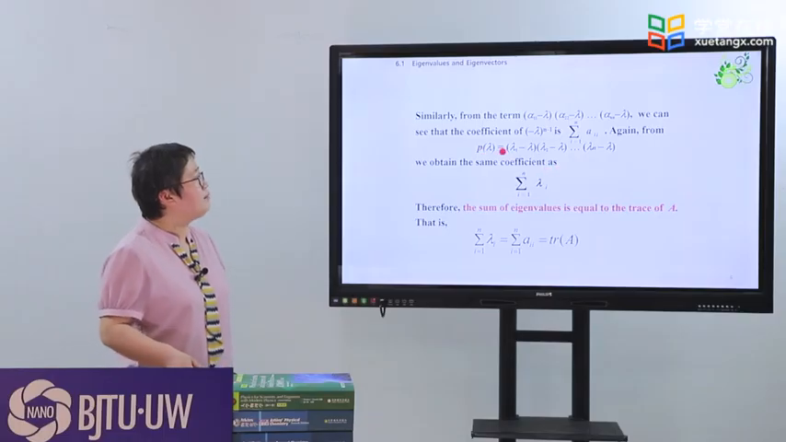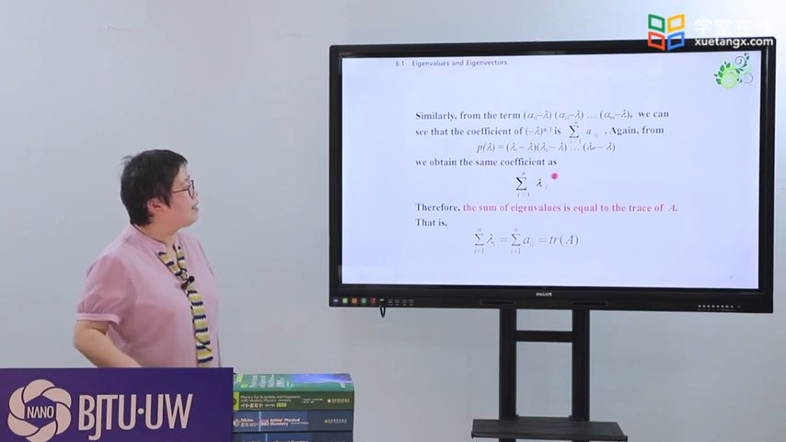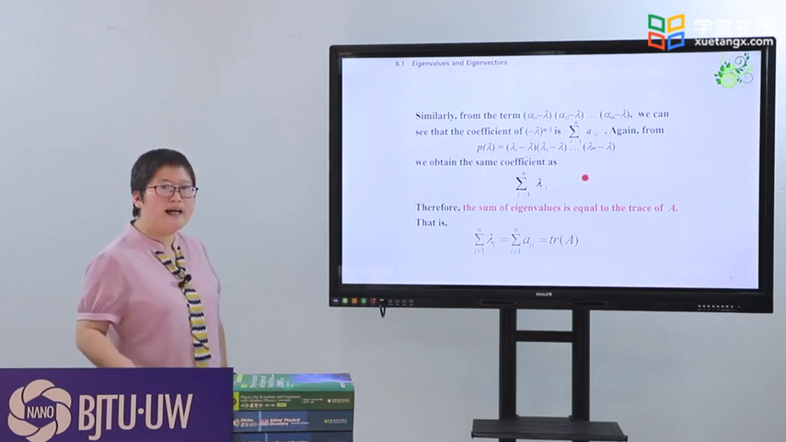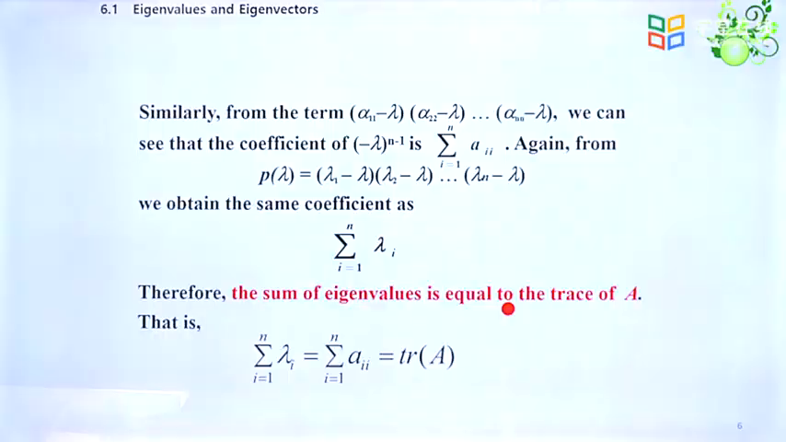Again, from p(lambda) equals (lambda 1 minus lambda) times (lambda 2 minus lambda) till (lambda n minus lambda), we obtain the same coefficient, the summation, i varies from 1 to n, of lambda i. So this tells us that the sum of eigenvalues is equal to the trace of A. The summation of all the eigenvalues equals the summation of all the diagonal entries aii, and the summation of all the diagonal entries is called the trace of the matrix A.